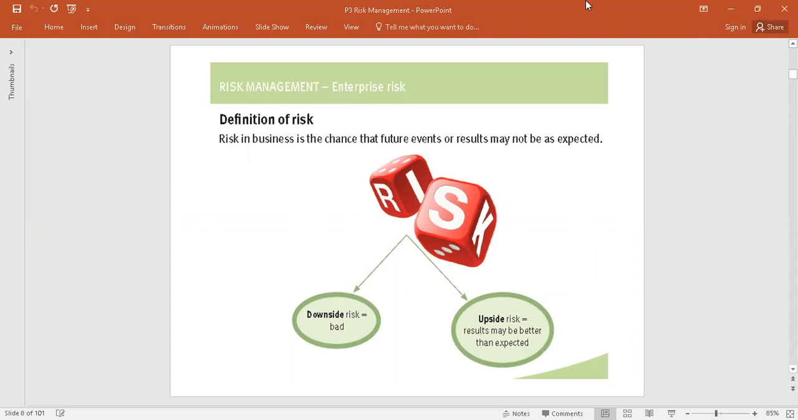It says risk in business is the chance that future events or results may not be as expected. In the way it is presented, it basically talks about any kind of a variation from what is expected can be referred to as risk or uncertainty. Whether it is risk or uncertainty, it talks about having a variation from what is expected.